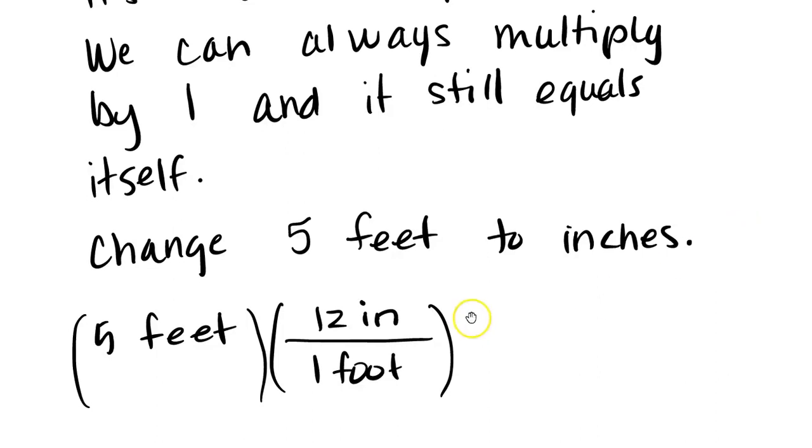Change 5 feet to inches. So if we have 5 feet, we know that 12 inches equals 1 foot. Now 12 over 1 isn't equal to 1, but 12 inches equals 1 foot. So this whole fraction equals 1 because these two things are equal, and something divided by itself equals 1. And something times 1 is itself. We can't change how much it is. We're just measuring it a different way.